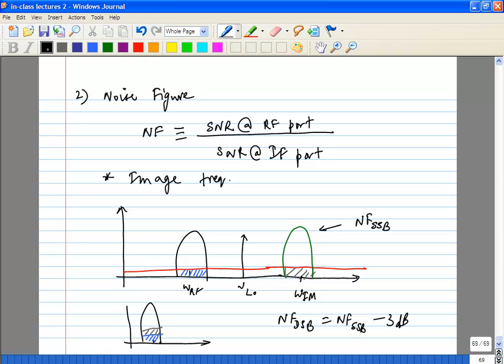In the case of SSB you have signal only on one side. That's the first case we discussed. In the DSB measurement you would have useful RF signal on both sides. That's why it's called DSB, because you have a double sideband RF signal. Is that clear?